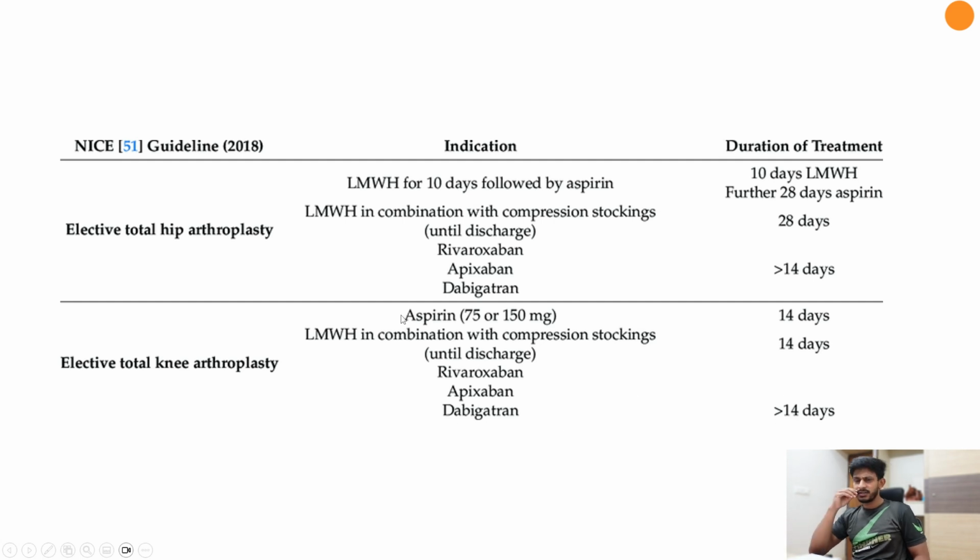In our institution, we usually give 3 days of low molecular weight heparin, and after that we convert to aspirin following knee replacement for a period of 1 month. So we give 3 days of heparin followed by a month of aspirin 150 milligram. But as you can see, what they do in the NICE guideline is slightly different. So these are some of the other guidelines.